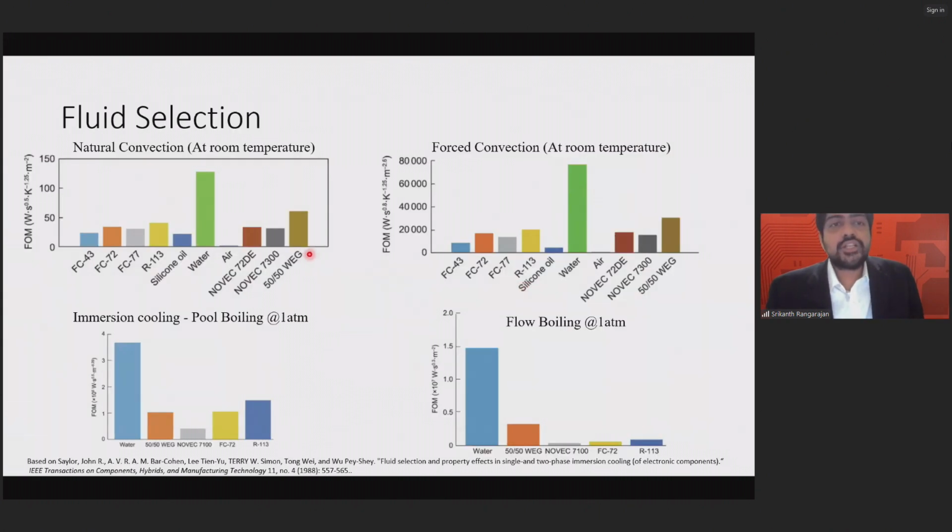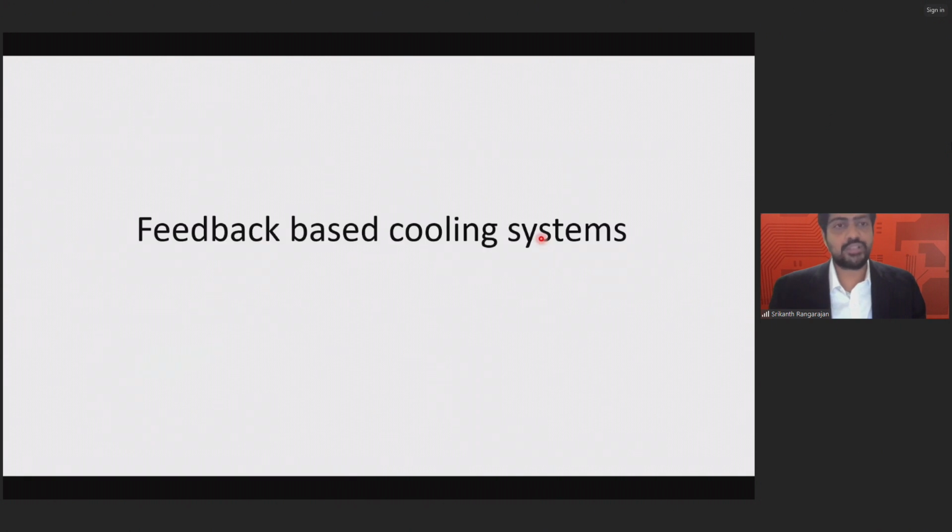And for fluid selection, we have tried to use the fluid selection correlation published by Saylor and Professor Bar-Cohen. And we see that water is a superior fluid among all the fluids that have been investigated. And also we are trying to arrange some of the dielectric fluids, and we see that Novec and FC-72 are becoming more and more popular today. And because of the New Age Act, we are also waiting for the new fluids to come in, and we are looking forward to arranging them in these kinds of plots.